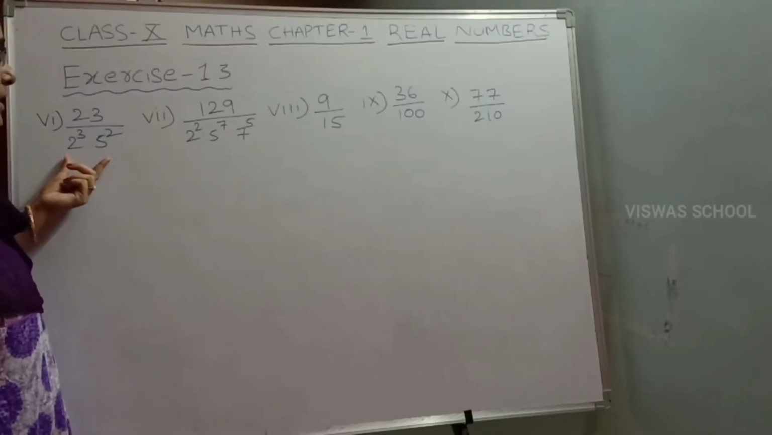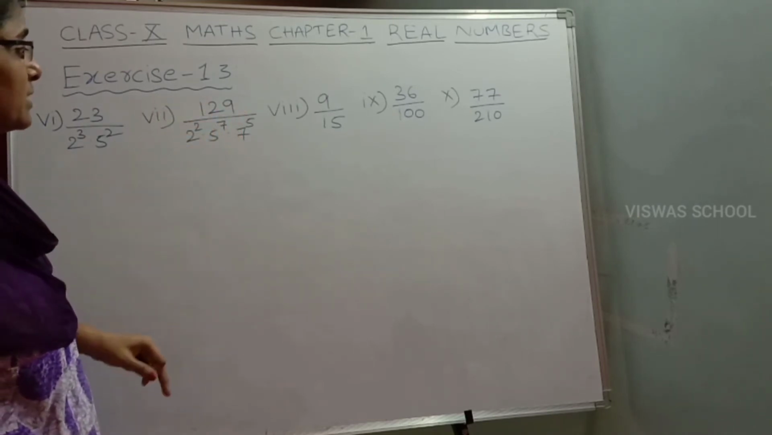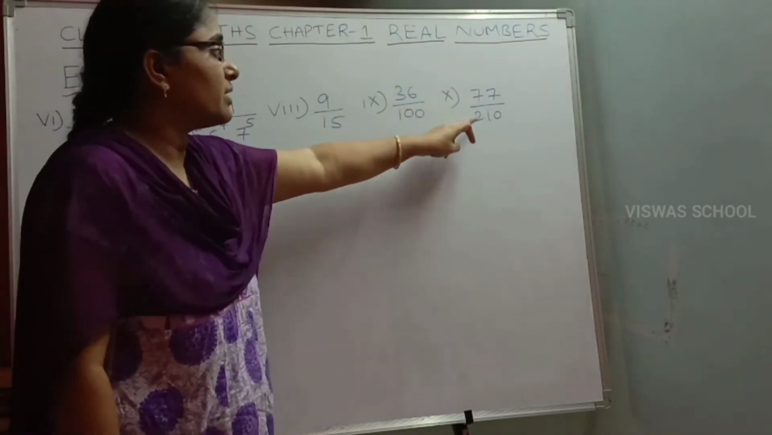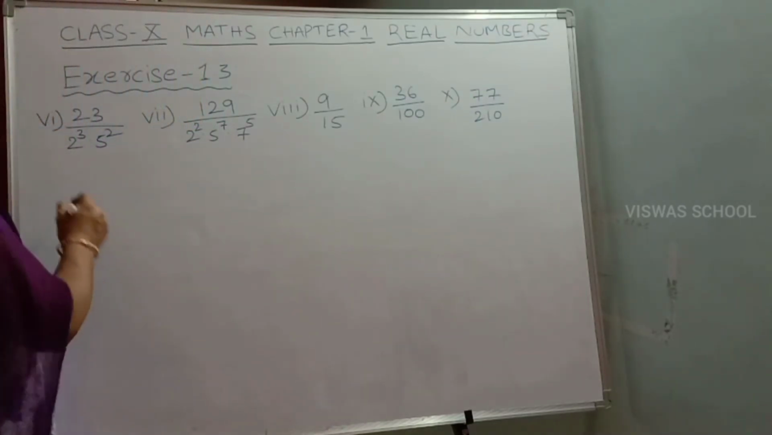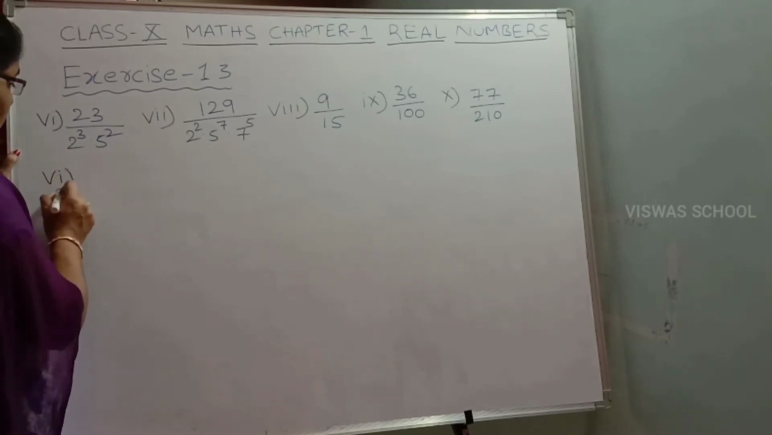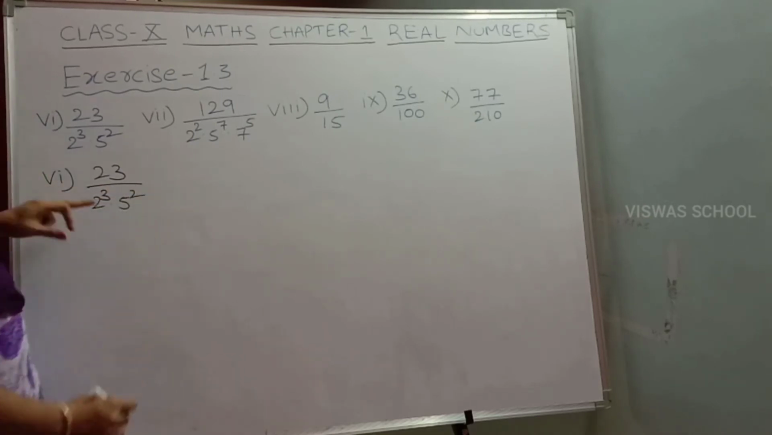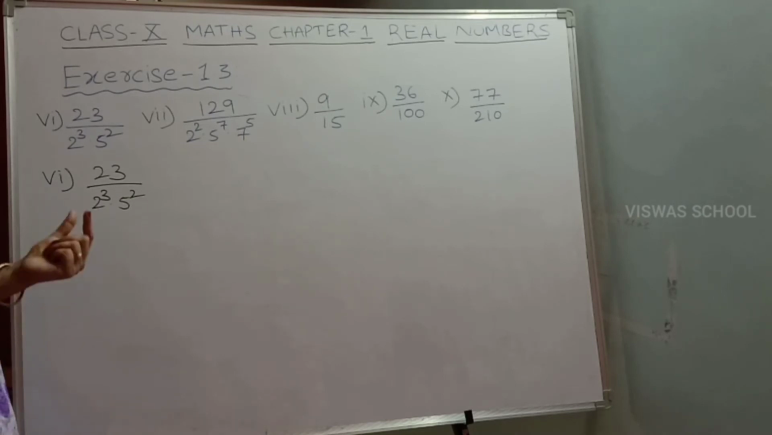Next ones are 23 by 2 cube into 5 square, 129 by 2 square into 5 power 7 into 7 power 5, and 9 by 15, 36 by 100 and 77 by 210. First one is 23 by 2 cube into 5 square. Once you see the denominator part, is it in the form of 2 power n into 5 power m? That's why it is terminating decimal. If the denominator is not in the form of 2 power n into 5 power m, then it is non-terminating repeating decimal form.